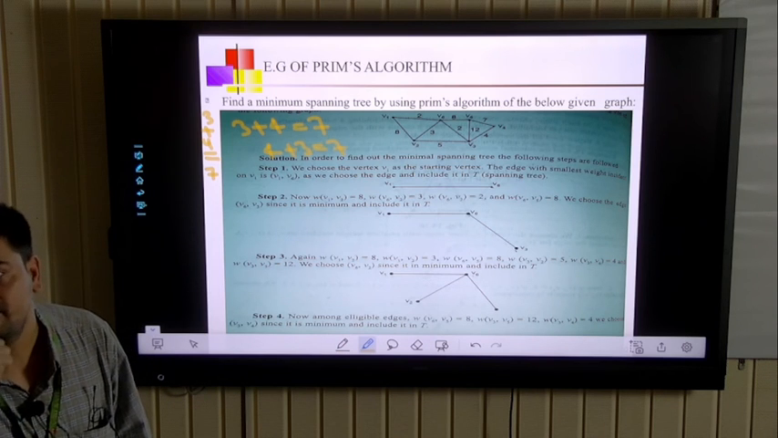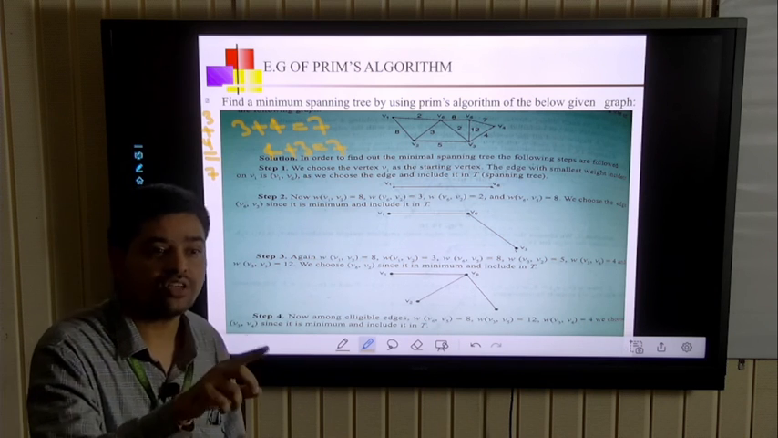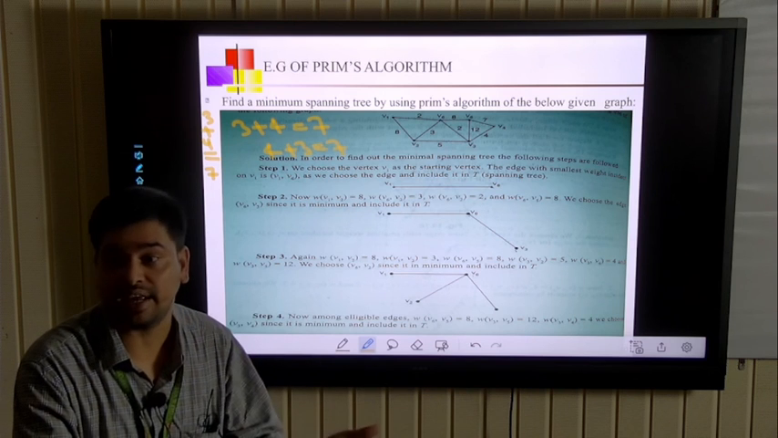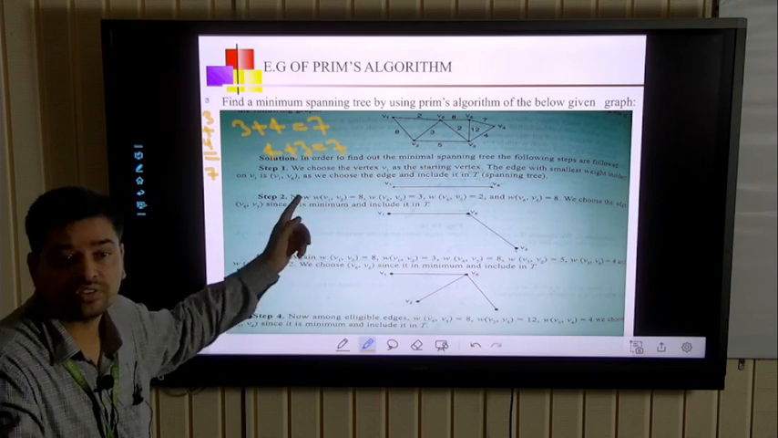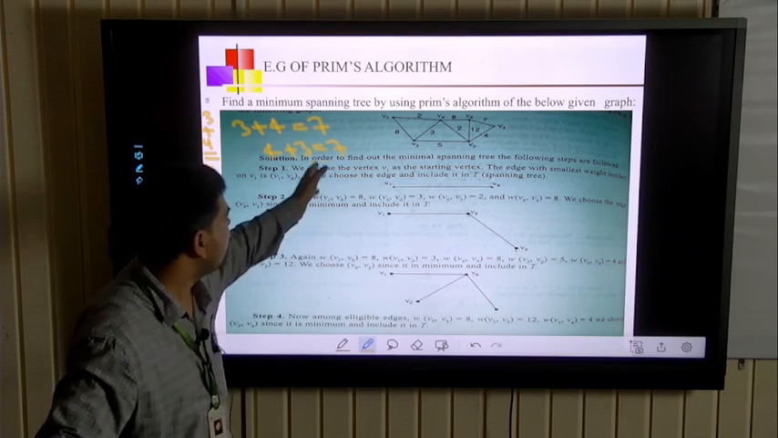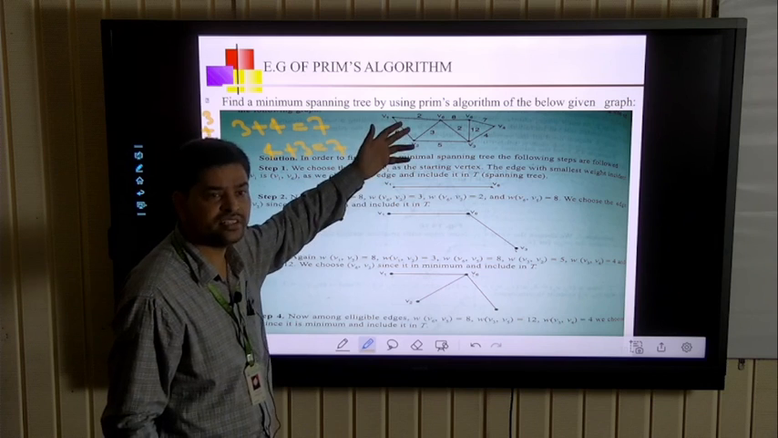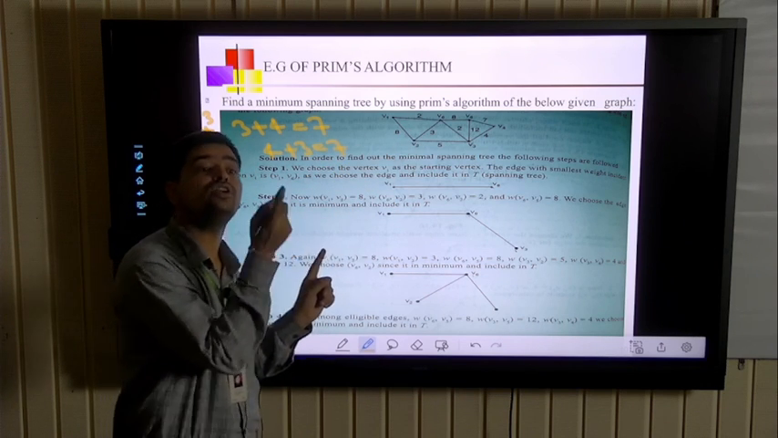The steps are different. In the Kruskal method you choose the minimum cost edge. Then in the second step you also choose the minimum cost edge. You remove the edge that creates a cycle. But here you start from a node, any one node. V1. How many edges are connected to V1? 2. You find the minimum edge connected to that node.